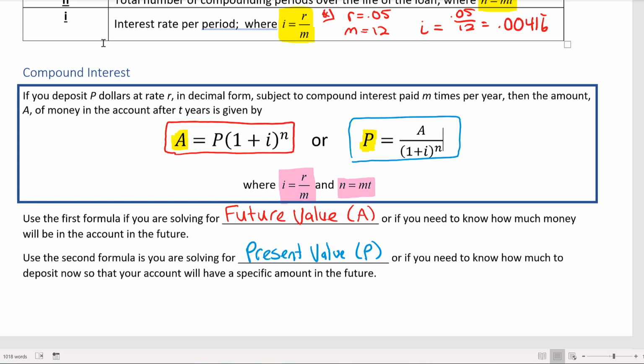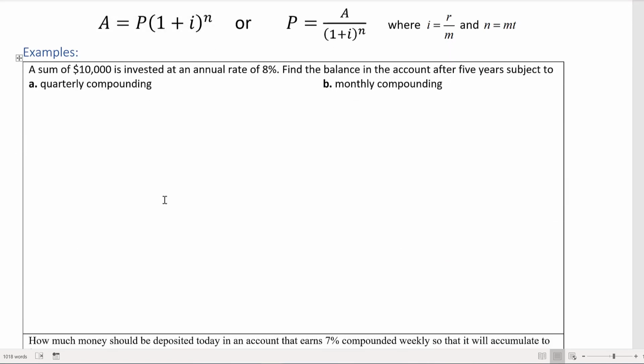Let's go ahead and try one of these problems. So I've rewritten some of the formulas up here so it's a little bit easier. You don't have to keep flipping back. Our first example, a sum of $10,000 is invested at an annual rate of 8%. Find the balance at the end of the account after 5 years subject to compounding quarterly. So it says a sum of $10,000 is invested. So is that an A or a P? Well, that's a P. That's how much we're putting in right now.